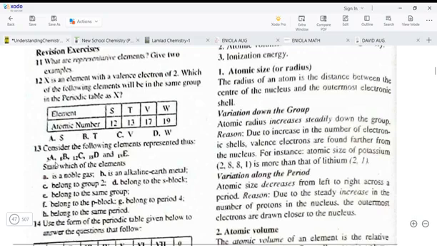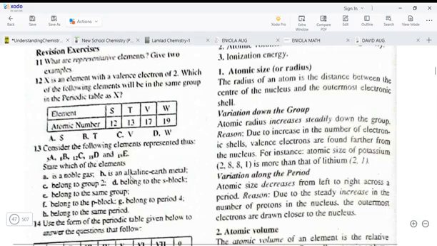So from the noble gas, it shows that those that belong to the last group, for example, here we have 18. So this D will be the correct answer, because 2 plus 8 is 10, plus another 8, that's 18. So this D is a noble gas.